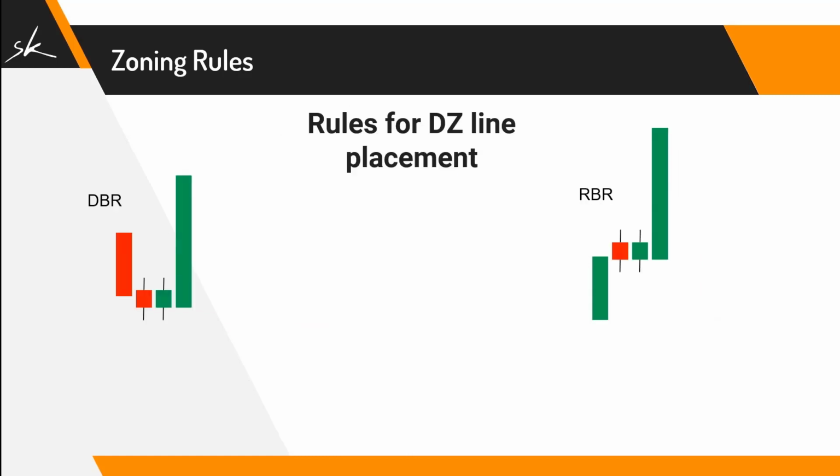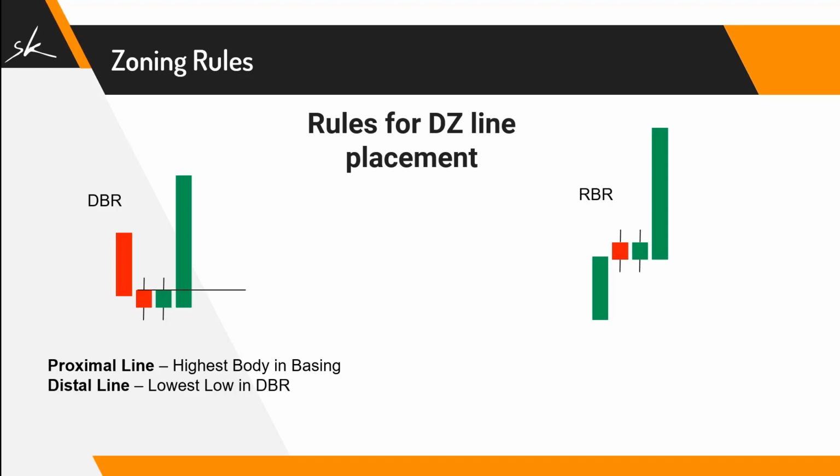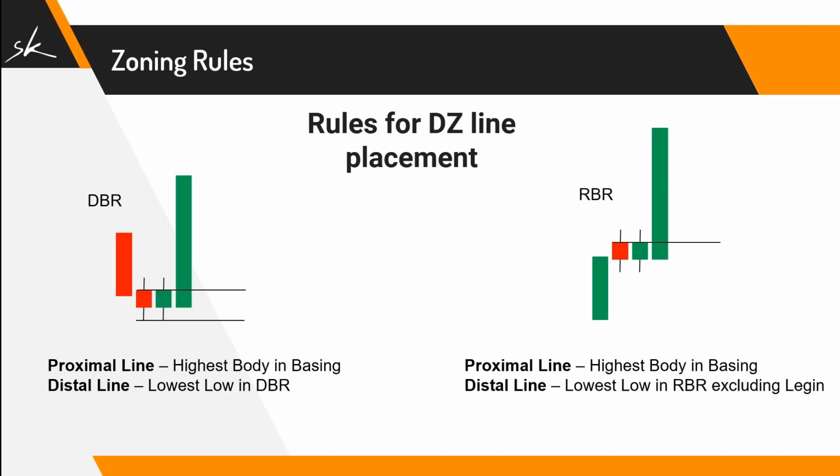Rules for demand zone line placement. In a drop-base-rally, the proximal line will be drawn at the highest body in basing and the distal line will be drawn at the lowest low of the drop-base-rally. In a rally-base-rally, the proximal line will be drawn at the highest body in basing and the distal line will be drawn at the lowest low of the rally-base-rally, excluding the leg in.